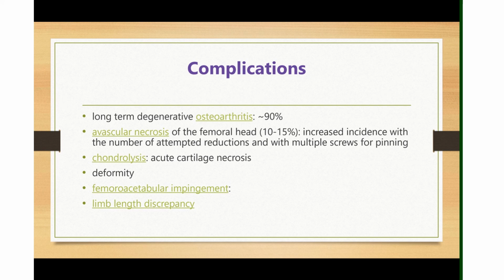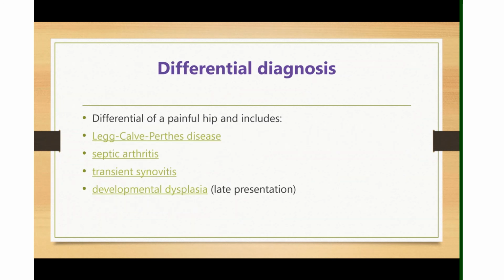Now, if there is slippage, there can be altered mechanical forces acting across the joint, which can lead to an altered contour of the femoral metaphysis. So the anterior superior part of the metaphysis can develop a bony bump. This can result in femoroacetabular impingement. So these are the possible complications.